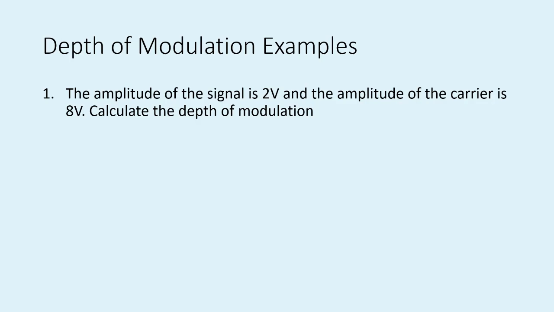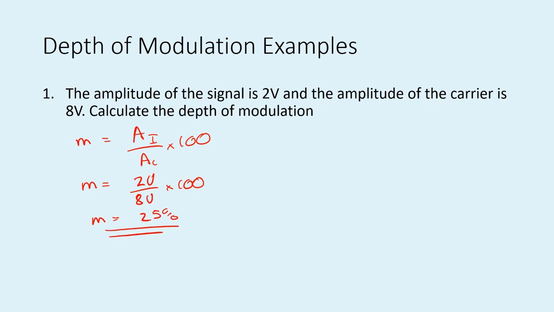Okay, first question. So this is definitely a case where they're giving you the numbers and you stick it in. And the first equation is definitely the sensible one to use here. So that's 2 volts over 8 volts times 100. So 2 over 8 is a quarter of 100, which is 25. So the depth of modulation there is 25% at the lower end.